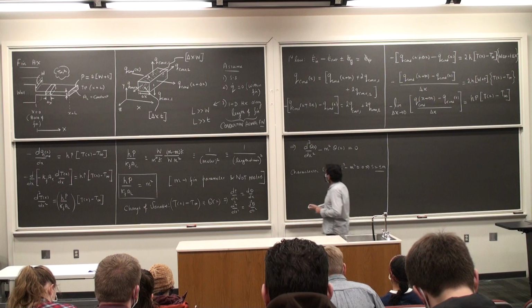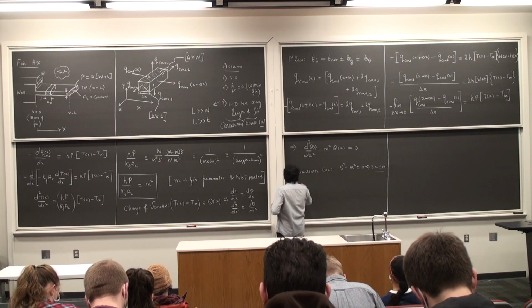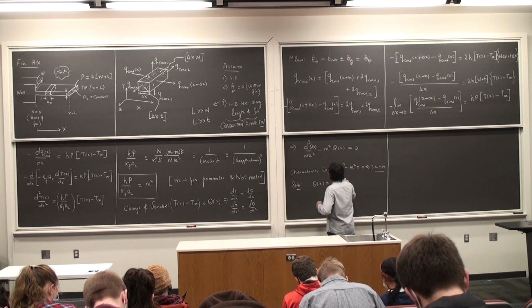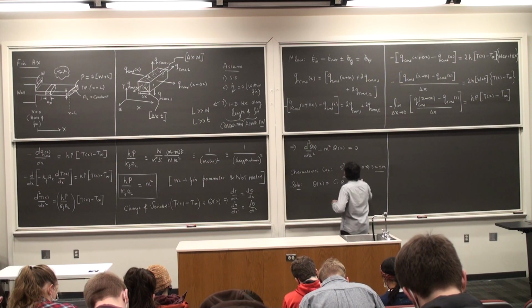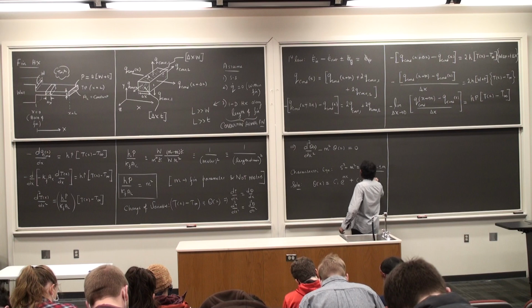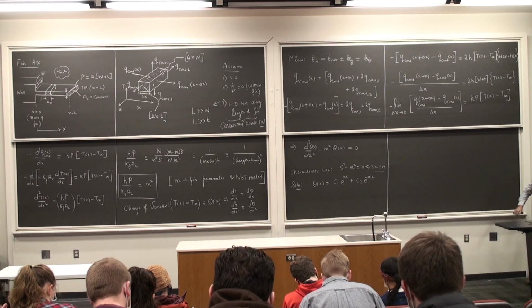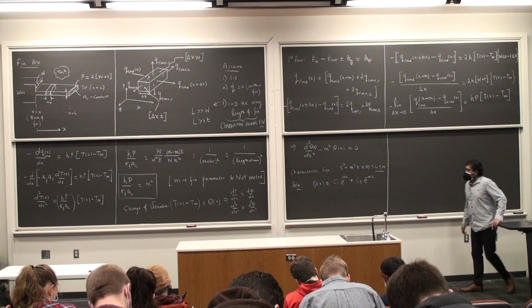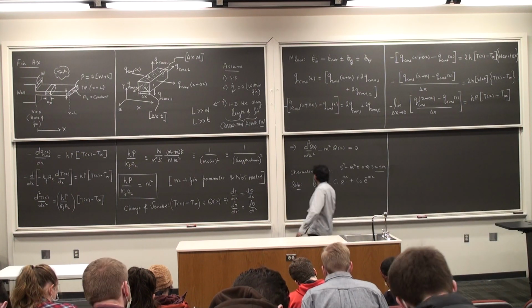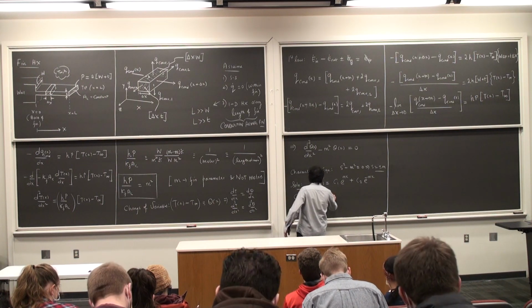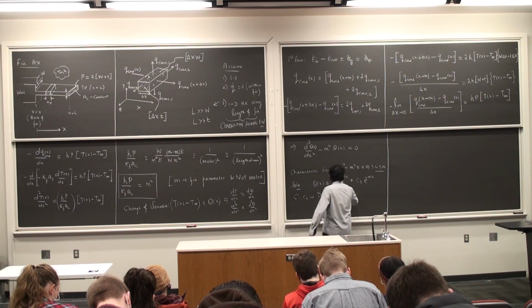Okay? So the solution is theta of x is c1 e to the power mx plus c2 e to the power mx with a negative sign, because I have the characteristic equation written there. And c1 and c2 are to be obtained. Depends on boundary conditions.